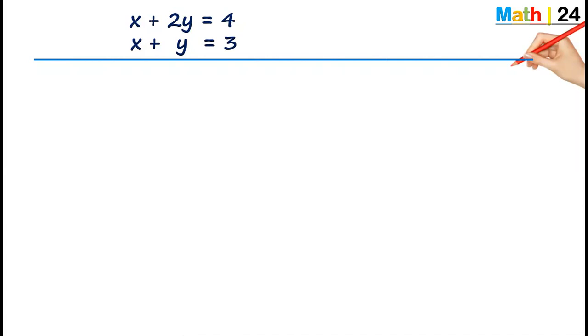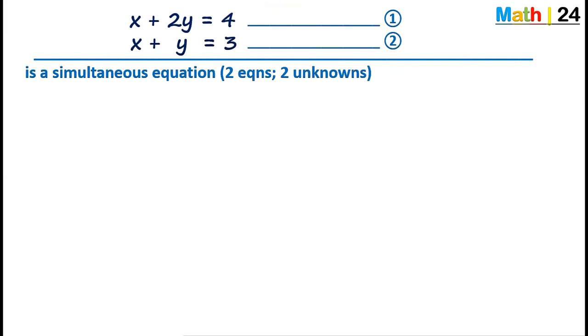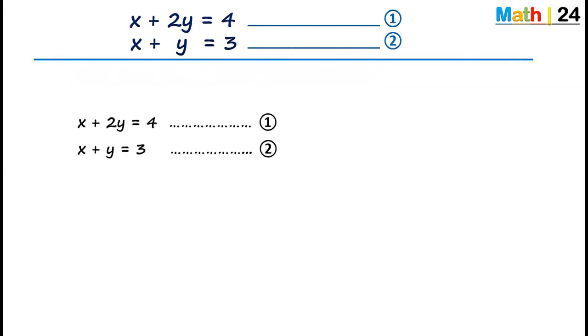So let us start with this example. We have two equations, x plus 2y equals 4 and x plus y equals 3. We call them equation 1 and equation 2. This is a pair of equations and it is known as a simultaneous equation. A simultaneous equation is a pair of equations with two unknowns. Let us see how we can solve this example using the first method.